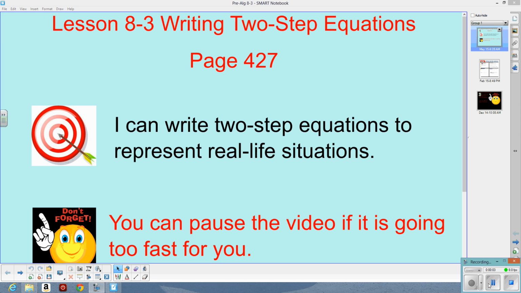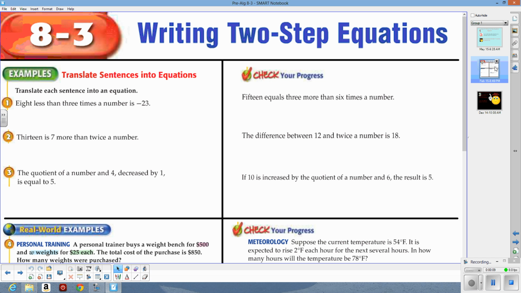In Lesson 8.3, you will write two-step equations to represent real-life situations. In our first three examples, you're going to just translate sentences into equations. We did this earlier in the year with one-step equations. Now this time it's just going to be a two-step equation.